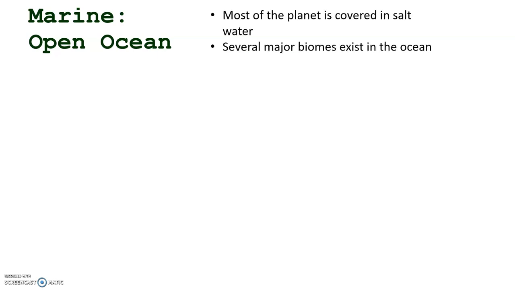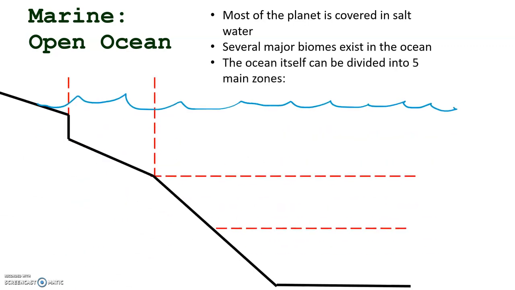We have marine, so we have open ocean. Most of the planet is covered in salt water. Several major biomes exist in the ocean, and the ocean itself can be divided into 5 main zones. And it's important for us to understand some of these zones.